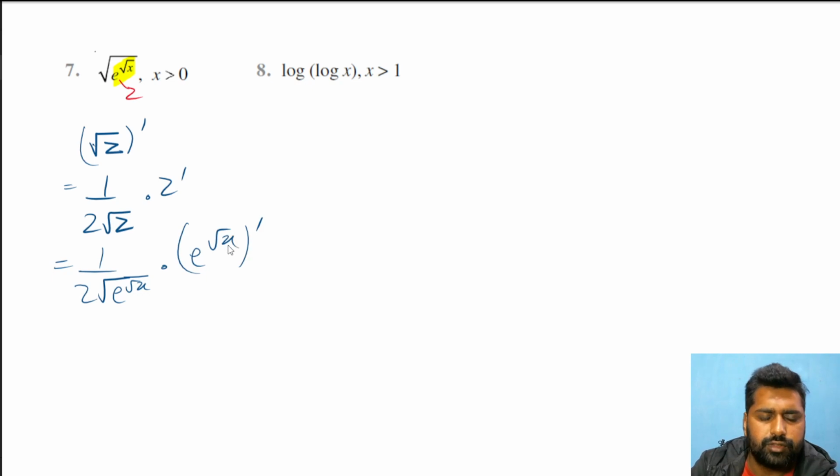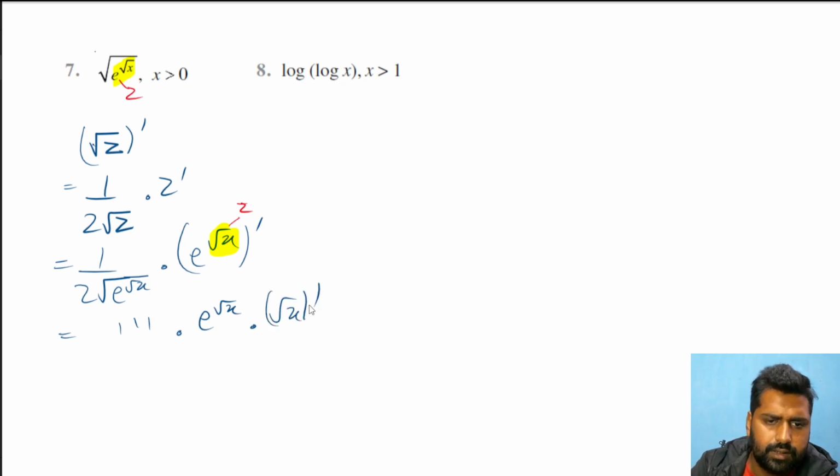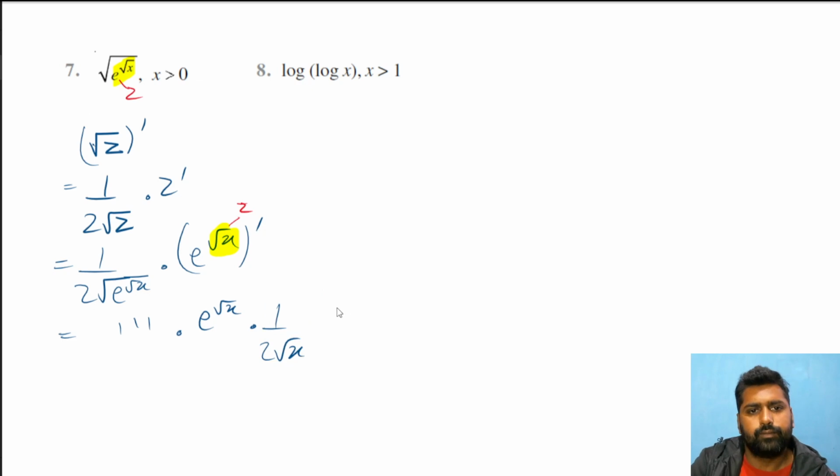What is the differentiation of e raised to power root x? Again, consider this to be your z. Copy. E raised to power z differentiation is e raised to power z only, means e raised to power root x, and differentiation of root x. And what is the differentiation of root x? Directly write down 1 by 2 root x.